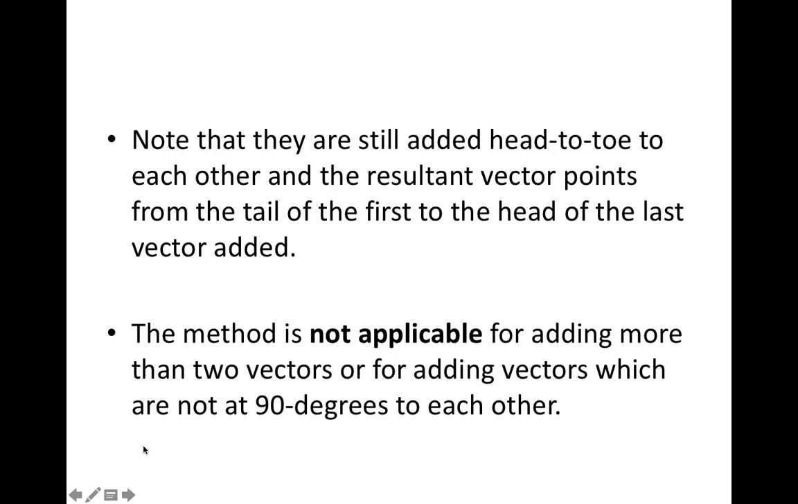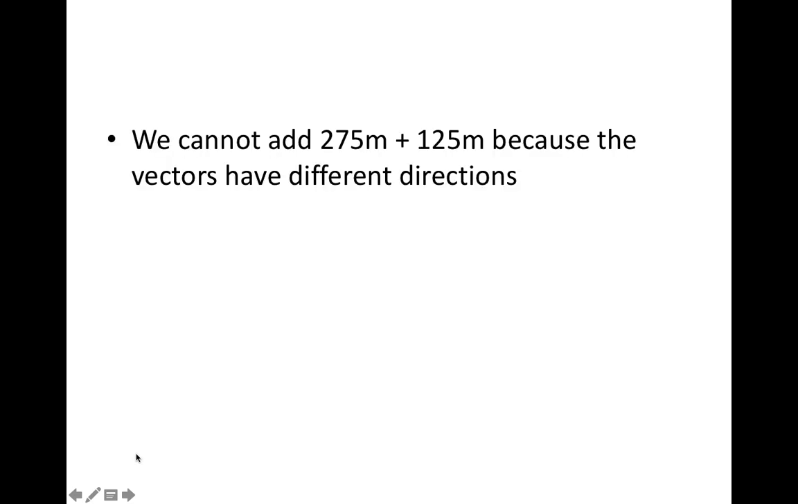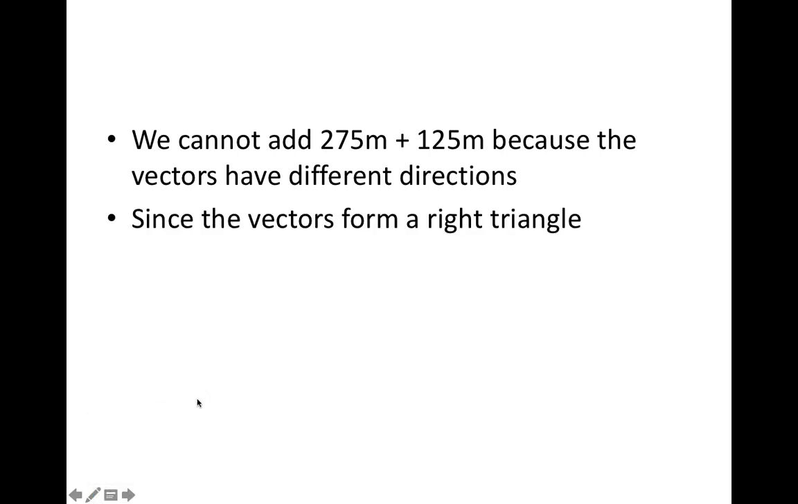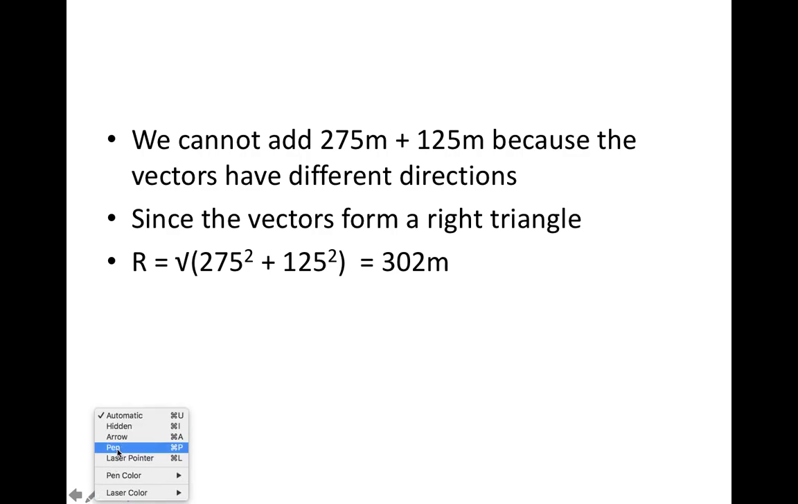The method is not applicable for adding more than two vectors or for adding vectors which are not at 90 degrees to each other. We cannot add 275 meters plus 125 meters because the vectors have different directions. Since the vectors form a right triangle, we can use the Pythagorean theorem to find the resultant vector.